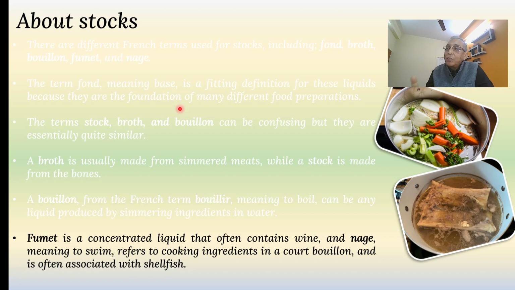Remember, it is a concentrated liquid that often contains wine. So wine is mandatory for fumé. And the term fumé is very much associated with fish. Fish fumé, or the French term for fish, is poisson. So poisson fumé. These are the common terms used in the international kitchen.